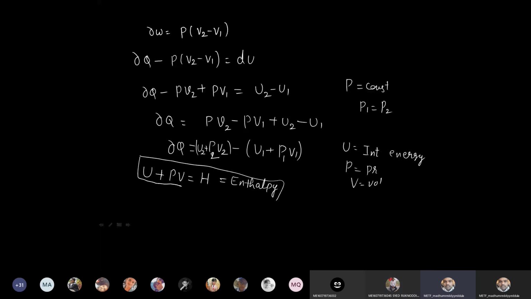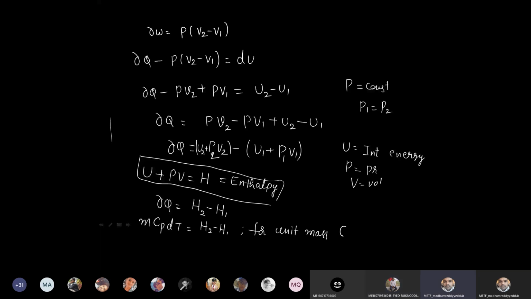Therefore, δQ can be written as H2 minus H1. Now I am writing δQ equals m Cp dT, which equals H2 minus H1. For unit mass, Cp dT equals small h2 minus h1. What is small h? Small h is nothing but specific enthalpy.